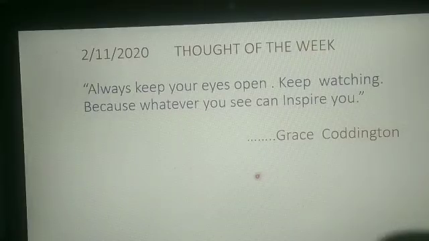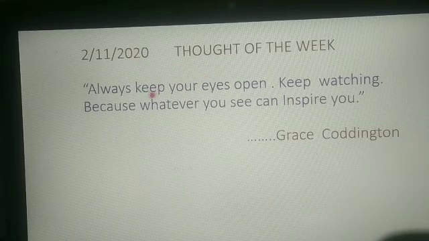Good morning, children. Today is 2nd November and the new thought of the week is: always keep your eyes open, keep watching because whatever you see can inspire you, by Grace Coddington.